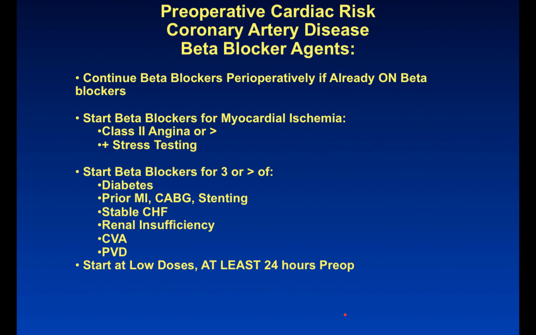Okay, other drugs. Beta blockers remain somewhat controversial, but the current guidelines are the following. If you're already on a beta blocker, continue the beta blocker perioperatively. You should be on a beta blocker if you have active myocardial ischemia. What does that mean? You have class 2 angina or greater, or have a positive stress test. Start beta blockers for 3 or more of the following. If you're diabetic, if you've had a prior MI or coronary intervention, if you have stable CHF, if you have some renal insufficiency, that is chronic kidney disease stage 3 or greater, if you've had a stroke or peripheral vascular disease. Why? Because you're very likely to have coronary artery disease under those circumstances.